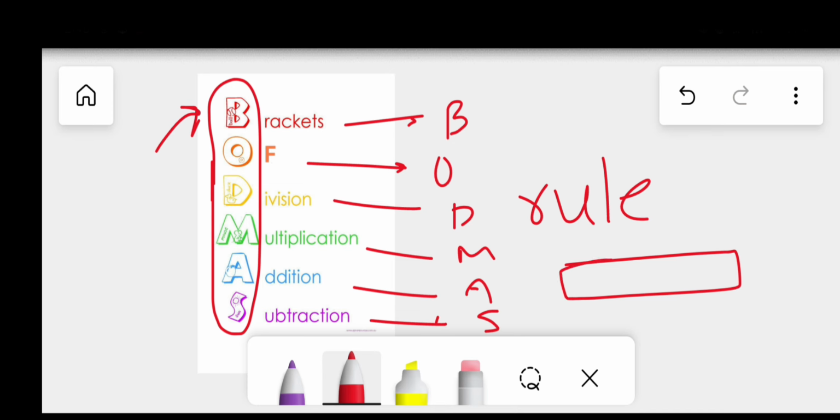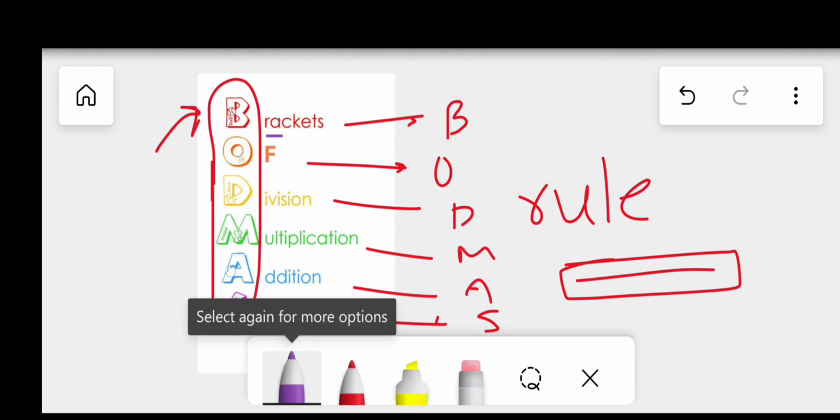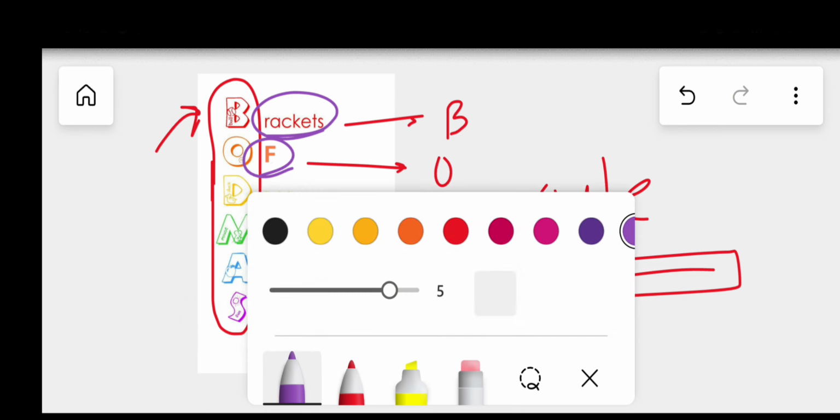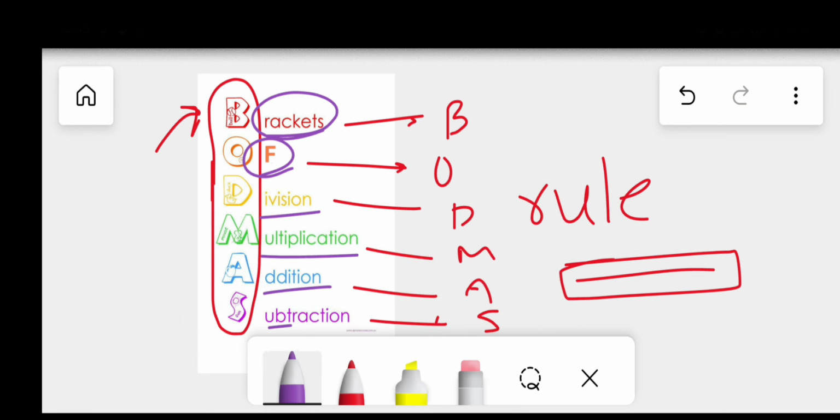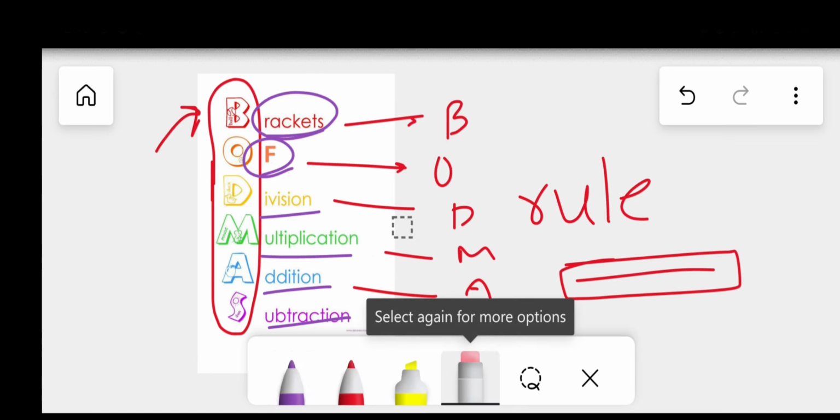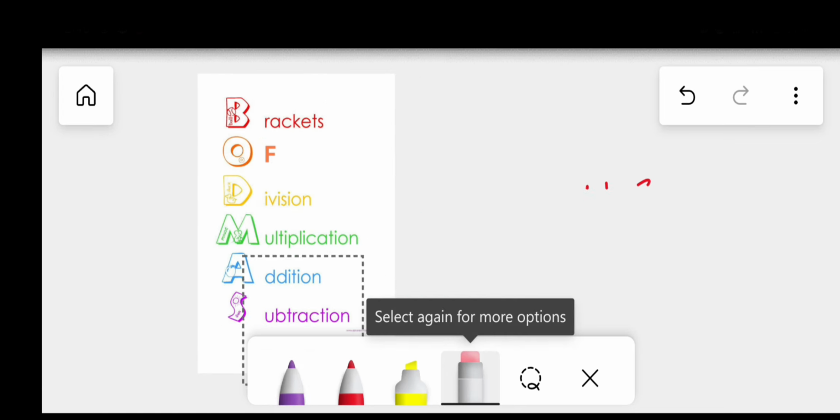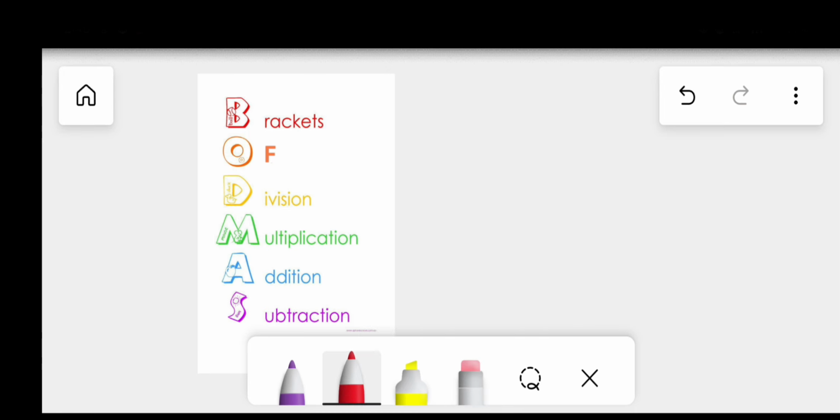Okay, so what is this? This is generally a priority order, or a sequence in which mathematical operations should be solved. First we have to solve bracket, then of, then division, then multiplication, then addition, and finally subtraction. So let's understand this step by step. Don't worry, we will have some questions to understand this concept more clearly.